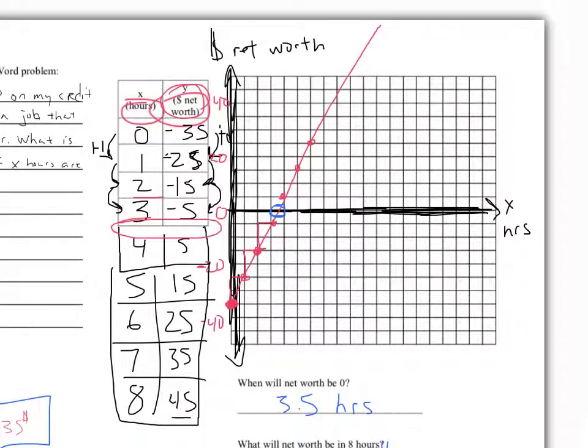Alternatively, we could have come up here and we said, all right, at 8 hours, where would I hit? And again, we see this on our line, tells us the solution for 8 hours would be $45.